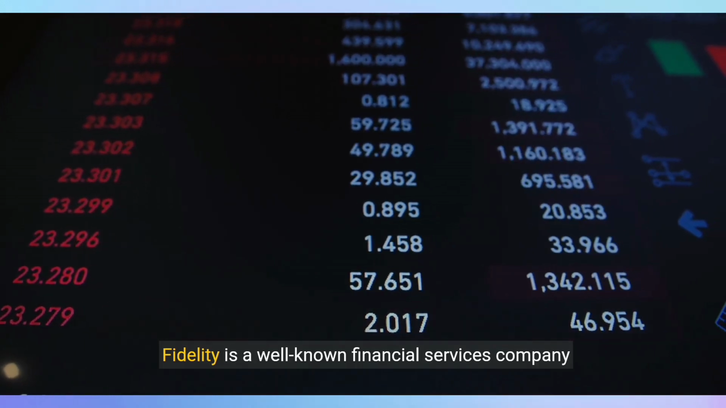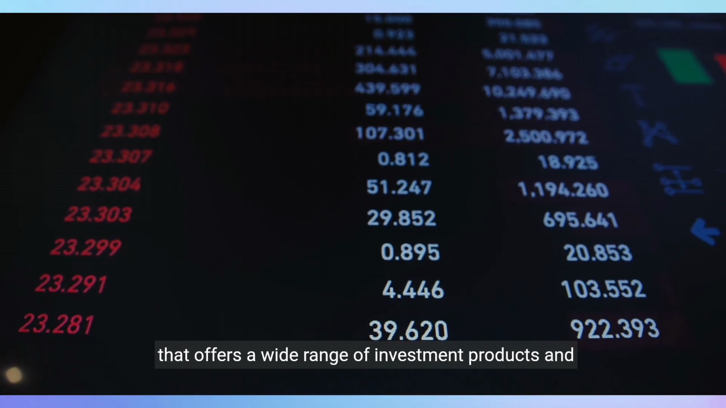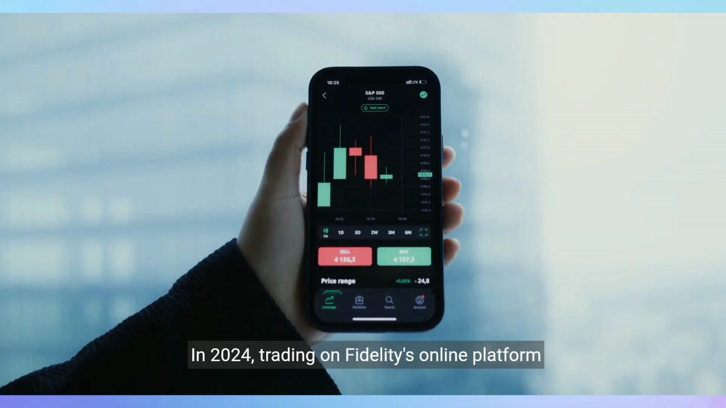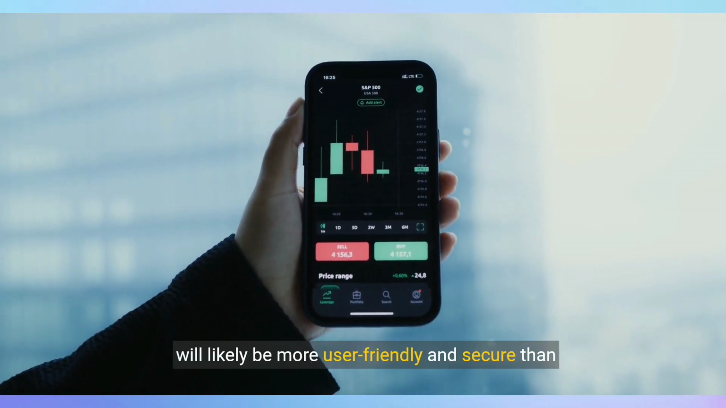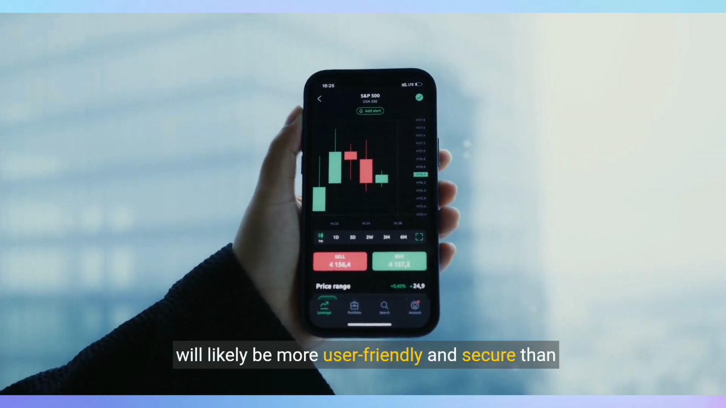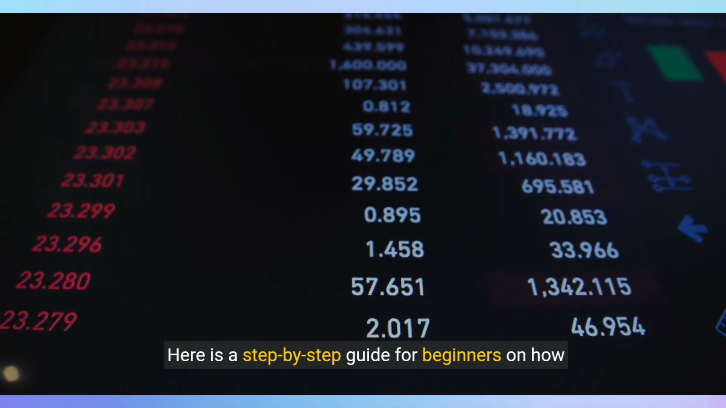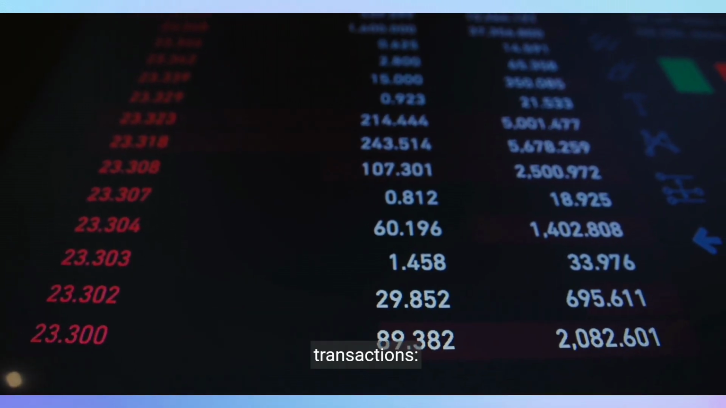Fidelity is a well-known financial services company that offers a wide range of investment products and services, including online trading platforms. In 2024, trading on Fidelity's online platform will likely be more user-friendly and secure than ever before. Here is a step-by-step guide for beginners on how to trade on Fidelity and secure your payments and transactions.